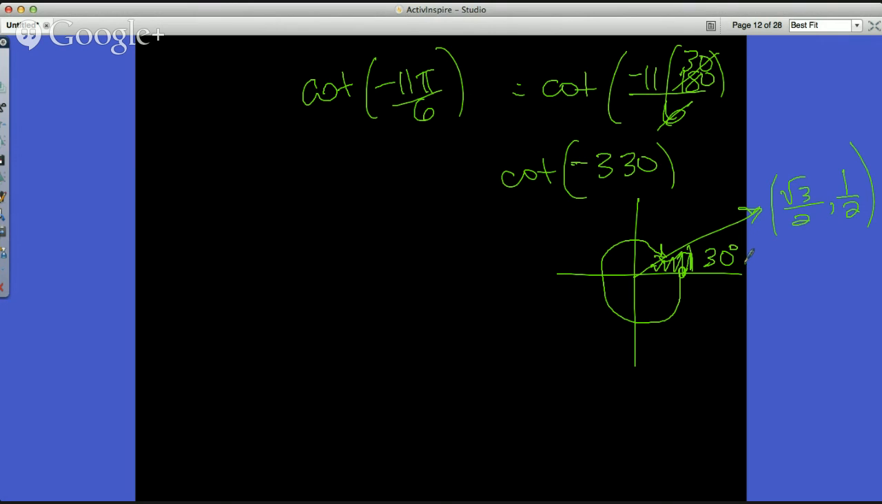Are you going to give us what cotangent is? Is it y over x or...? I'm not going to tell you. You need to know it's x over y. x over y? Correct. Okay.